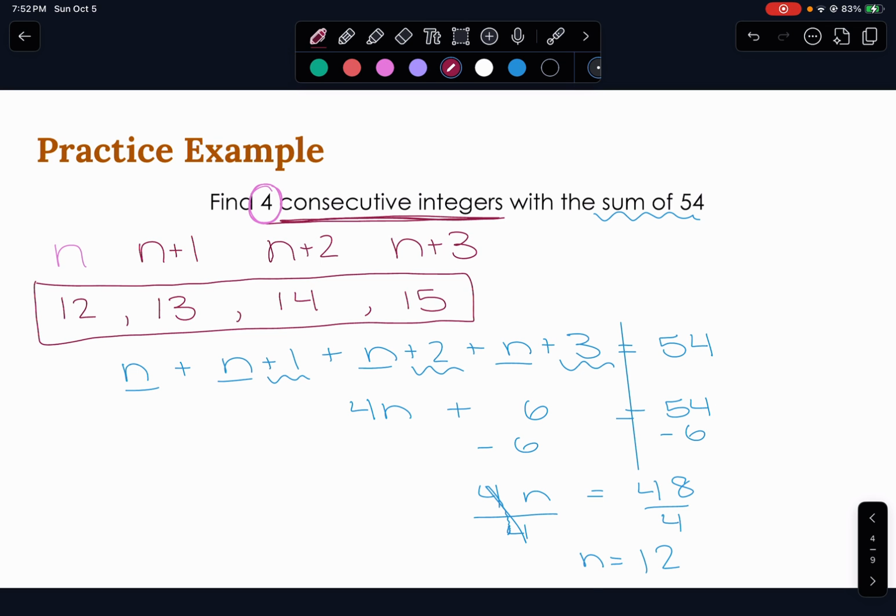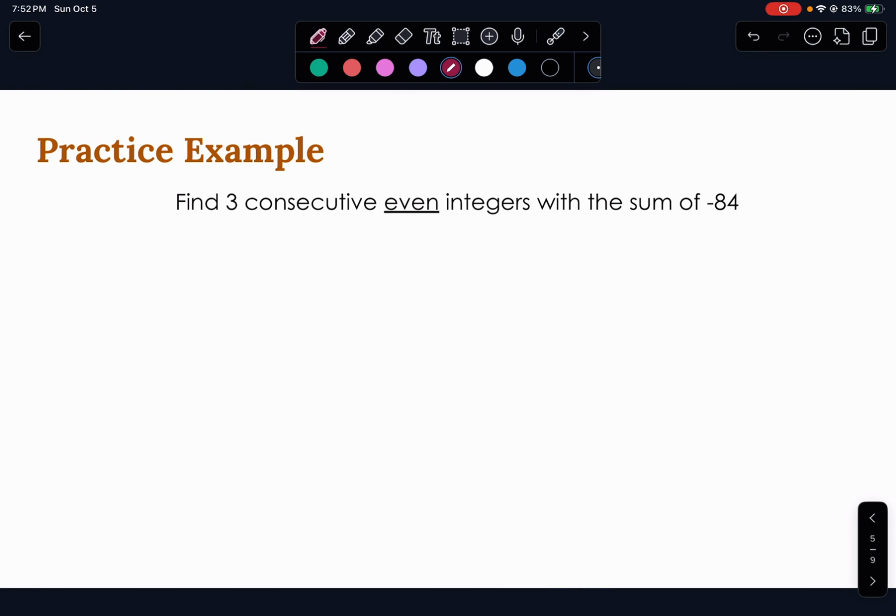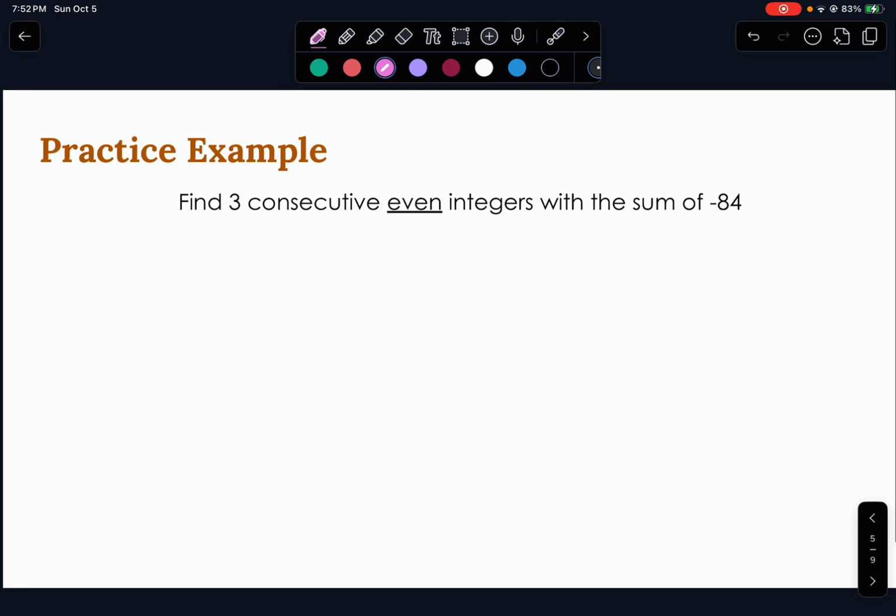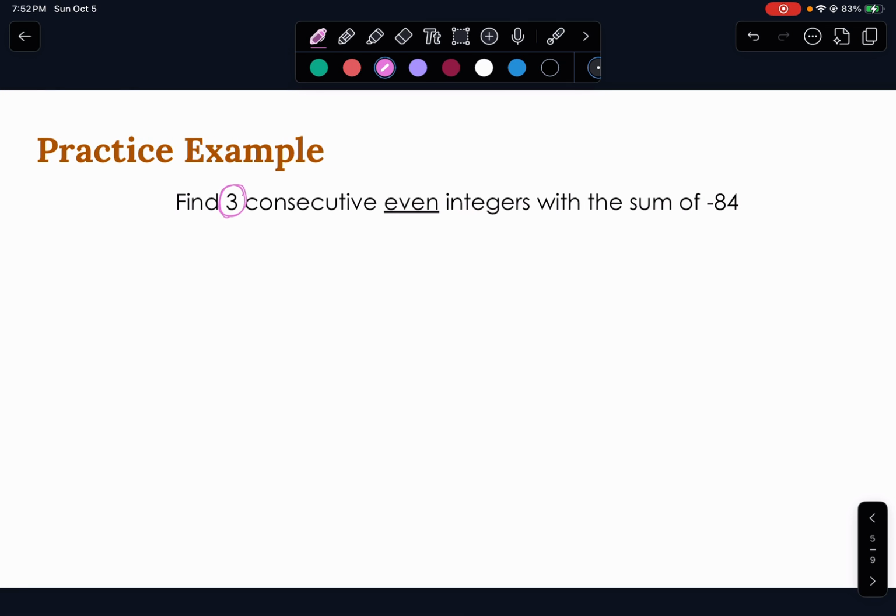All right, let's do another one. This time I want to find 3 consecutive even integers with the sum of negative 84. So yet again, if I want 3 integers, I like just to draw 3 blank lines up here. That's going to represent my expressions in terms of n. So remember our step 1: our first unknown integer is always going to be n. So I can go ahead and plug n in right in this first line.